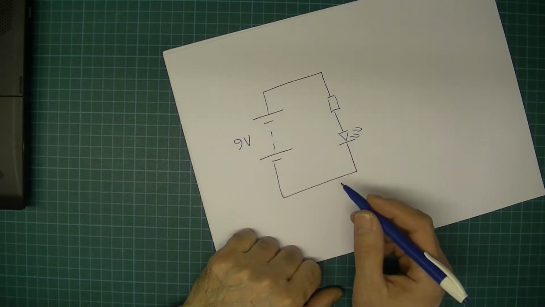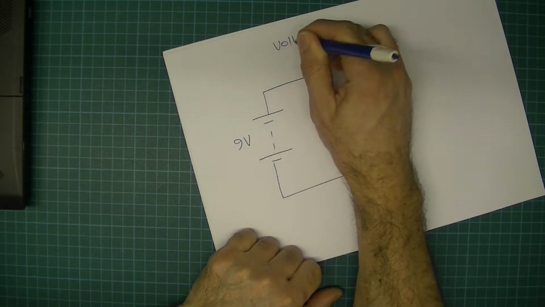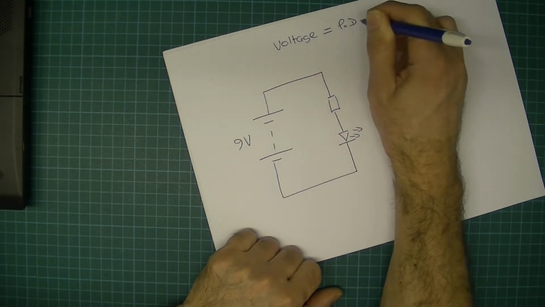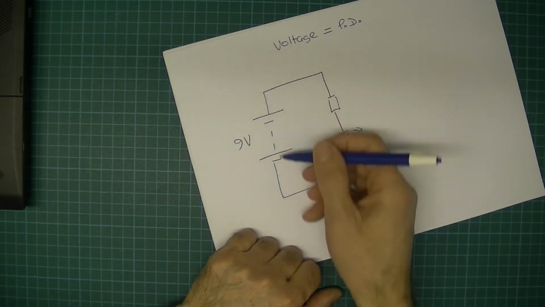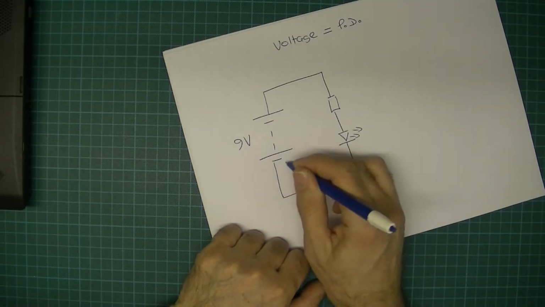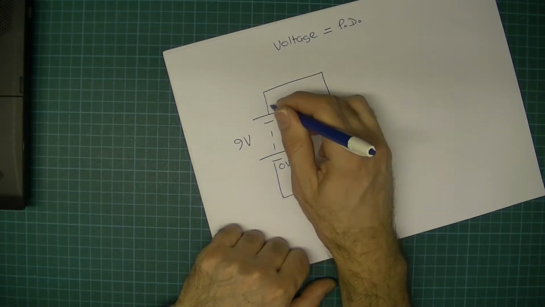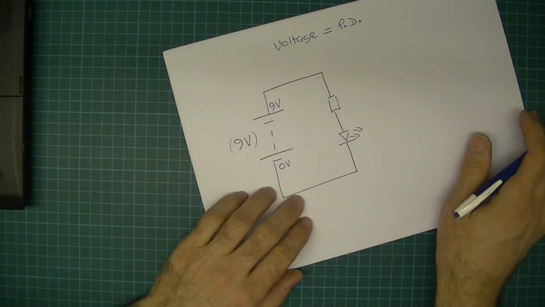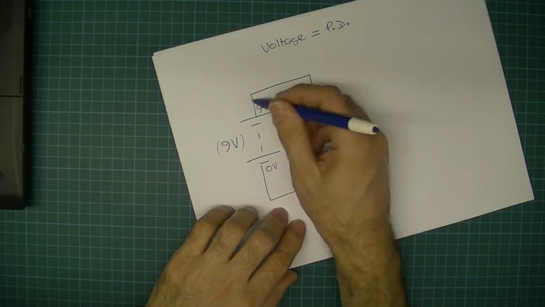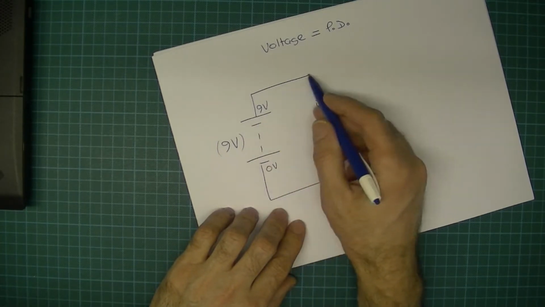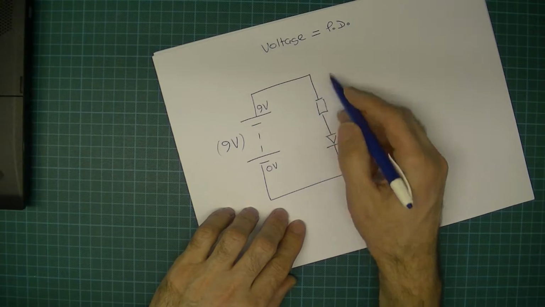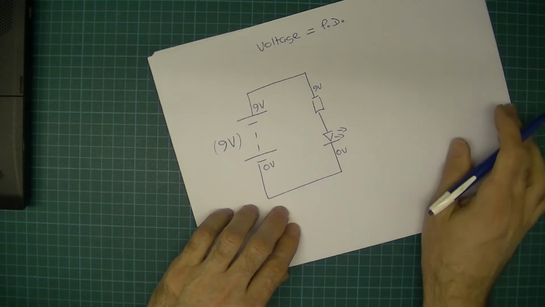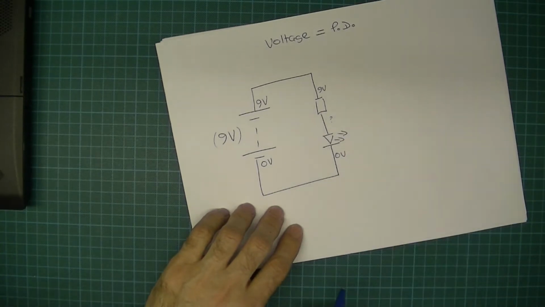Now voltage is potential difference. Voltage is the same as potential difference, which just means the difference from one side to the other. So if I say that this side is 0 volts, this side must be 9 volts more, because that is the potential difference between them. If that's 9 volts, we assume in an ideal conductor there's no resistance in this wire, so it's still going to be 9 volts here, and down here it's going to be 0 volts. So the question is, what is it there?